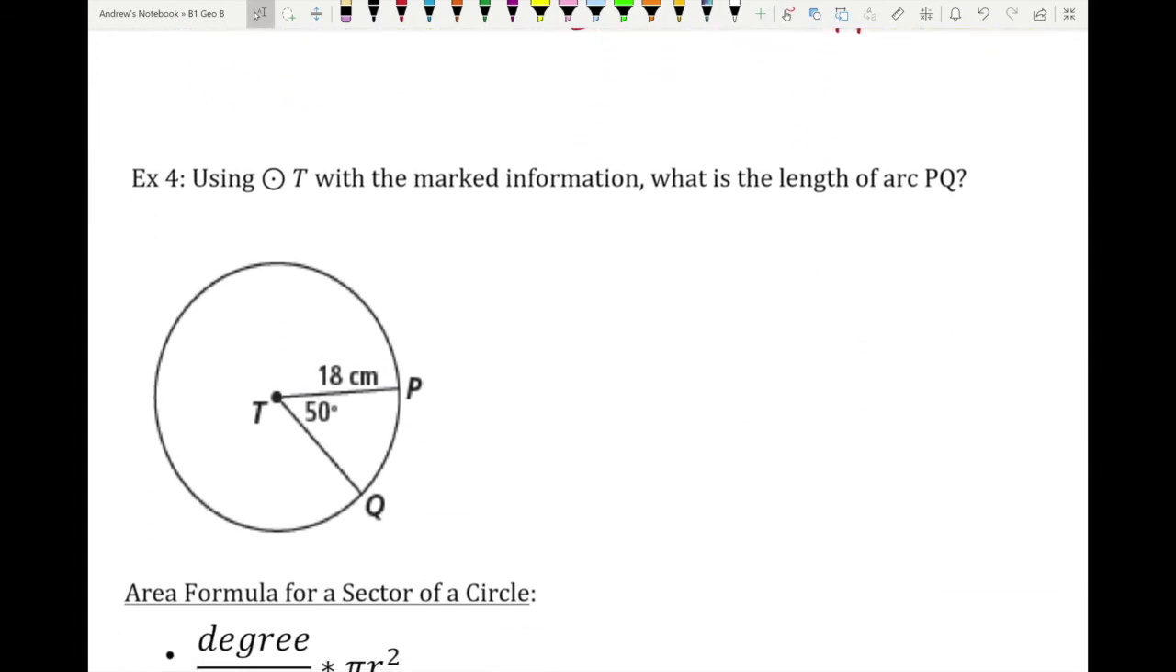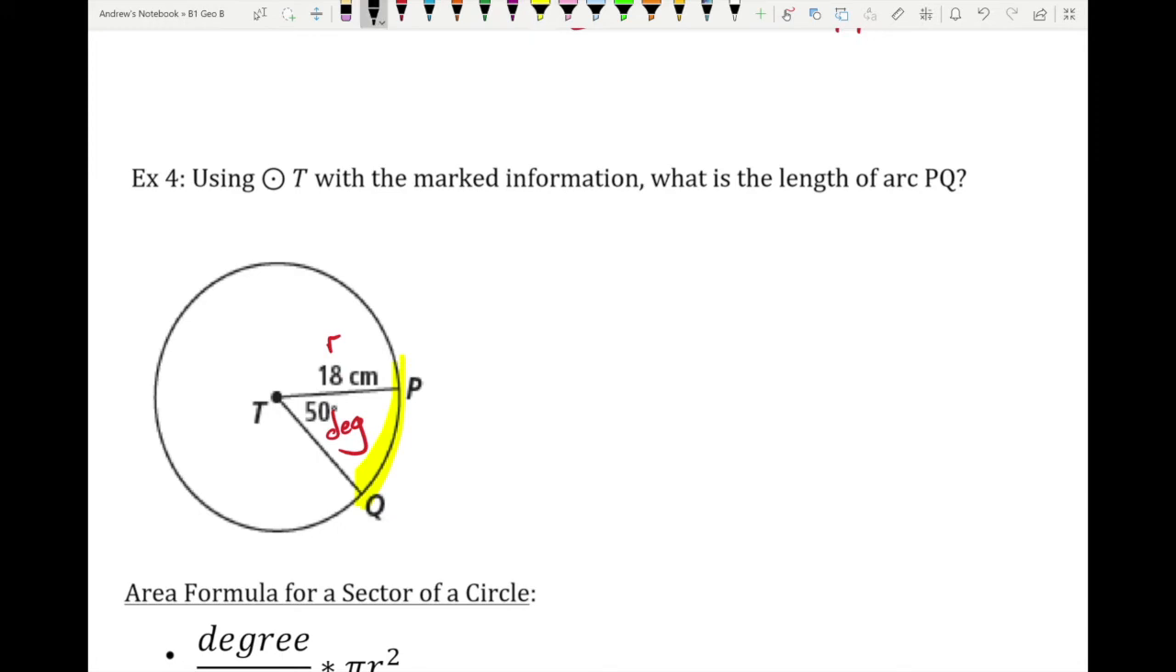All right, so now we've got a circle T with this marked information, right? So again, we're given a radius and a degree. I'm trying to find the length of arc PQ. Okay. So one tiny thing to mention real quick. When we're talking about arc PQ, it's usually talking about the smaller part of the circle that goes from P to Q, right? Technically, you could make the argument that arc PQ is all the way around there, but a lot of the time, you're not really worried about that. You're more often going to see problems asking about the tiny part there.